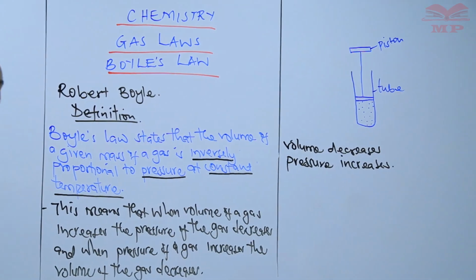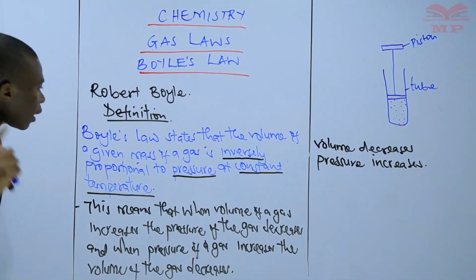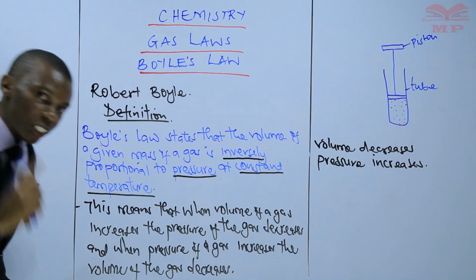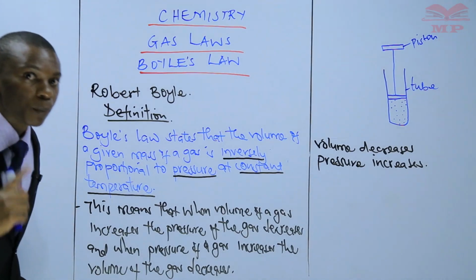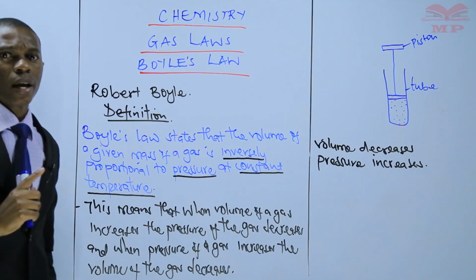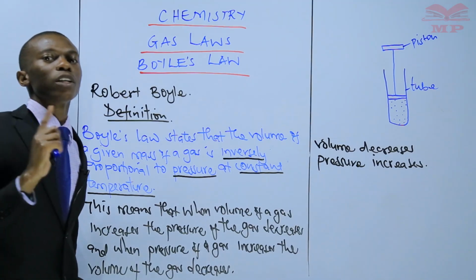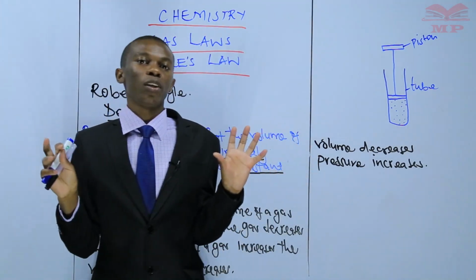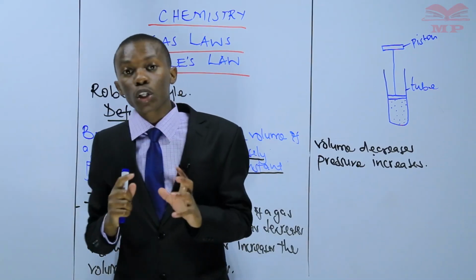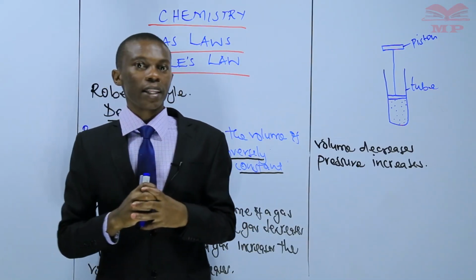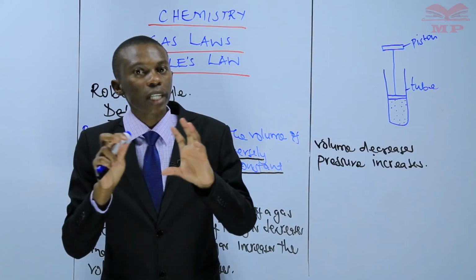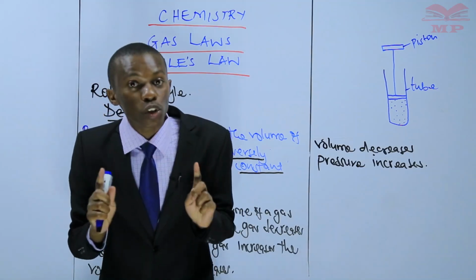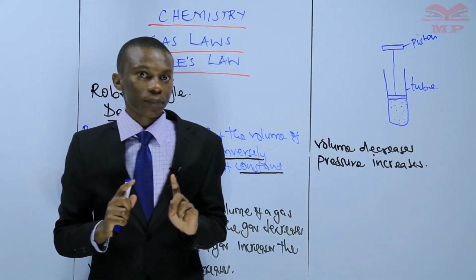I hope you also understand that very clearly, because in our Boyle's law, we have said that the volume of a given mass of a gas is inversely proportional to pressure at constant temperature. So temperature must remain constant at all times. For example, we take room temperature to be 25 degrees Celsius or 298 Kelvin. That is a constant temperature. There is no variation in temperature.